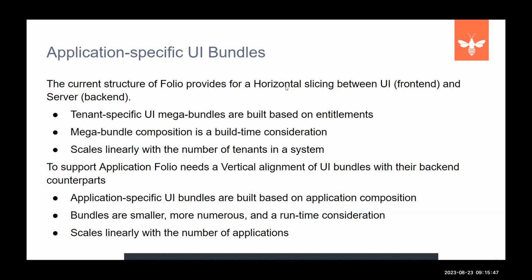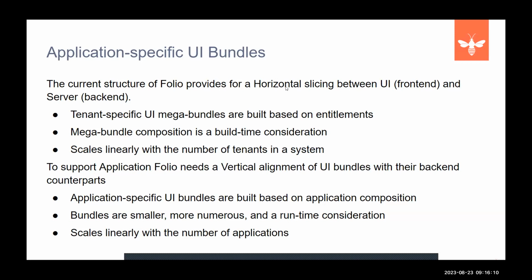So in order to be consistent across the tenants, we end up having to scale linearly, essentially. That means that if you have 50 tenants on a system, you will have 50 UI bundles, and if you add 50 more, you're going to be building 100 UI bundles, whether or not they're the same. So it scales linearly in an unfortunate way.